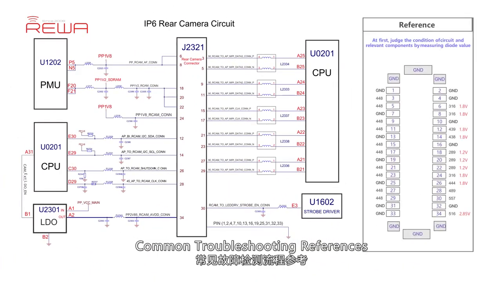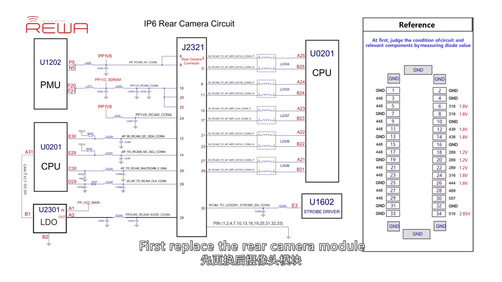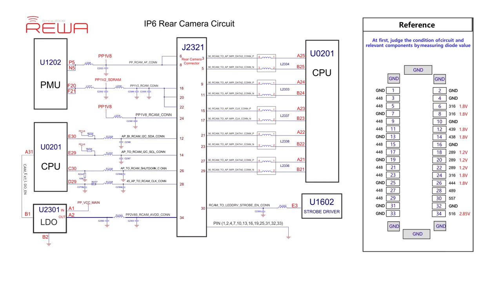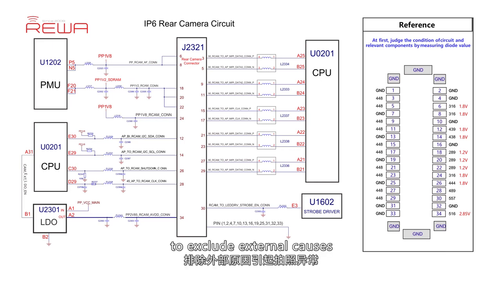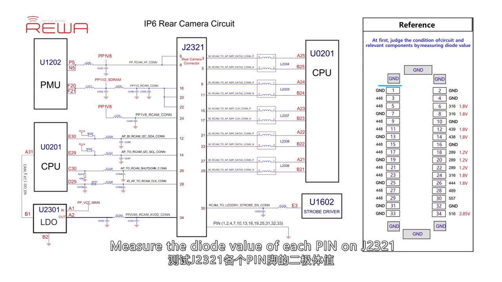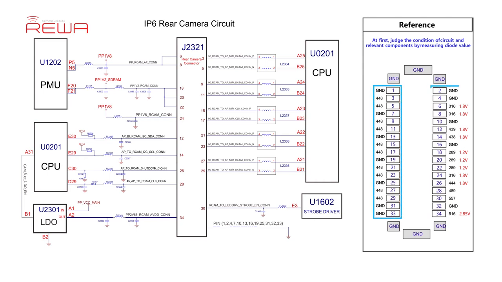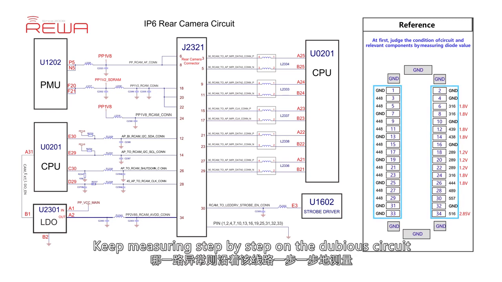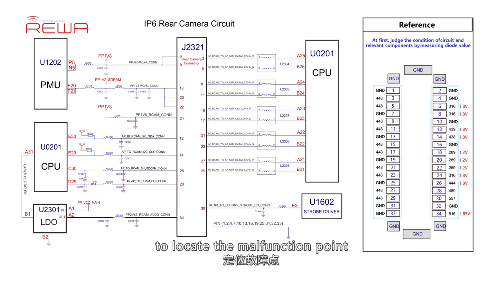Common troubleshooting references. First, replace the rear camera module and check whether the appearance of the logic board is abnormal, to exclude external causes. Measure the diode value of each pin on J2321. Judge the condition of the circuit and relevant components by measuring the diode value. Keep measuring step by step on the dubious circuit to locate the malfunction point.